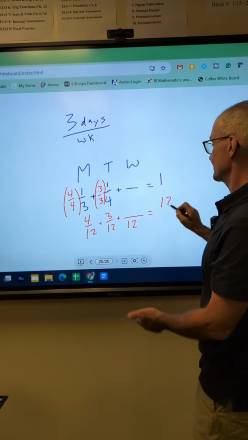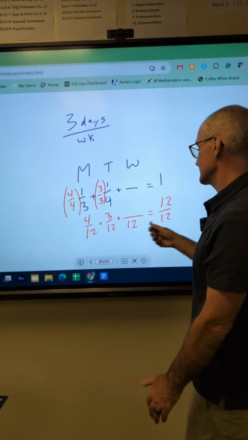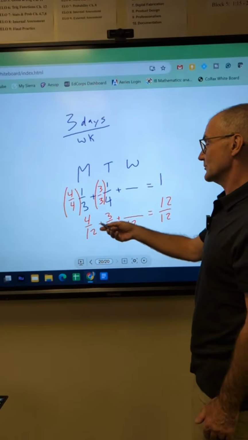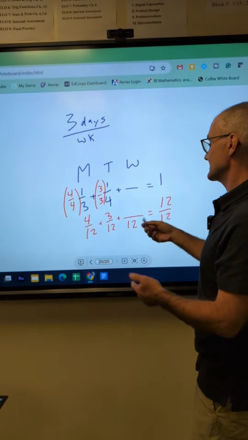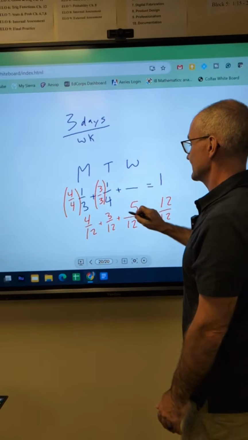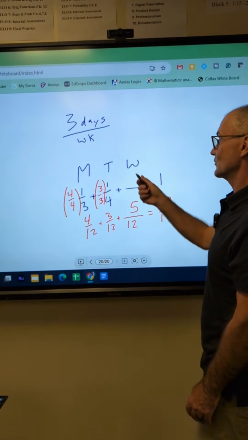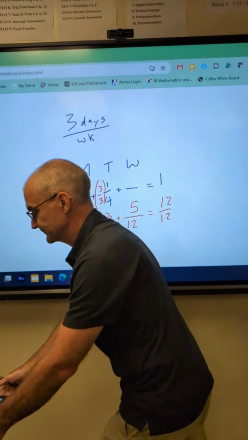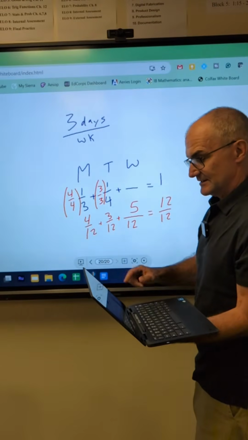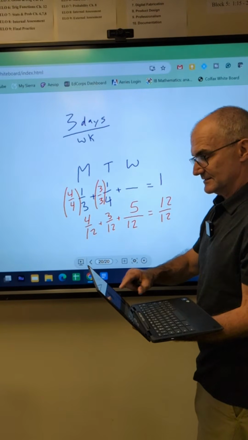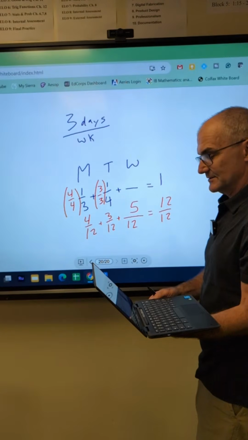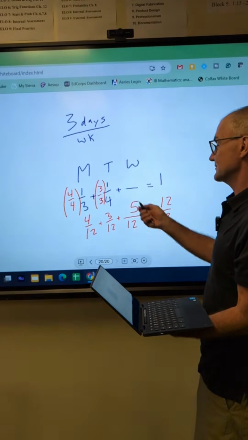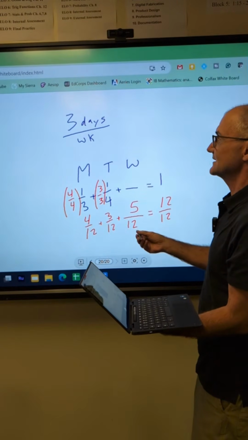Well, 1 is the same as 12 twelfths. I keep that common denominator the same. So 12 is on all of them. 4 plus 3 is 7. 7 plus 5 gives me 12. So on Wednesday, she makes 5/12 of her wage. Let me see if that made sense right there. How much of her pay does she earn on Wednesday? Yeah, so she will earn 5/12 of her pay on Wednesday.